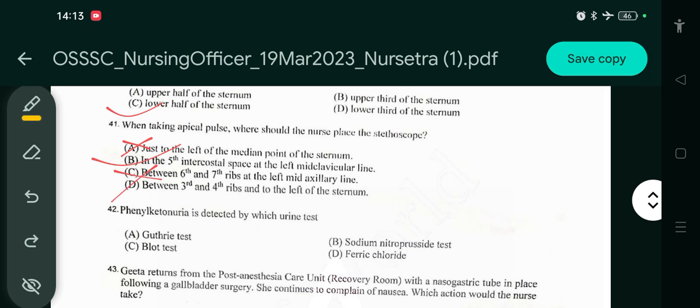And option D, between third and fourth ribs and to the left of the sternum. In this place, that is the aortic area, we cannot check apical pulse here. So option B is correct for this question.